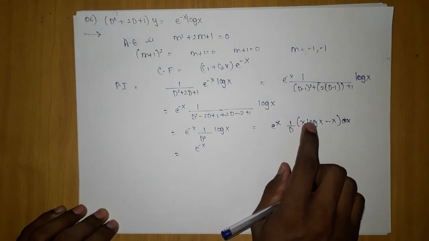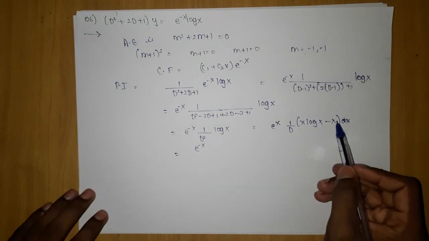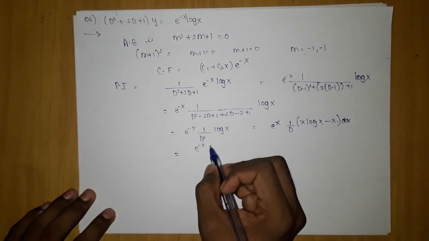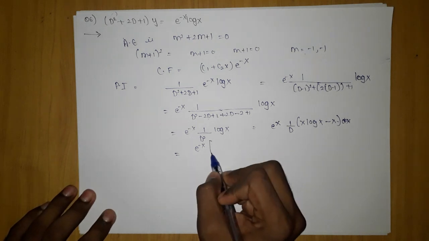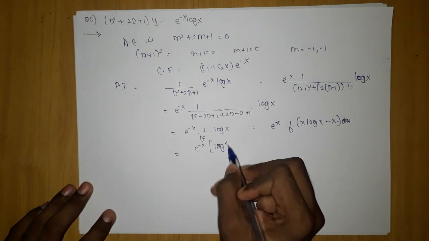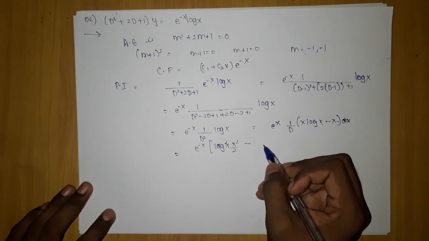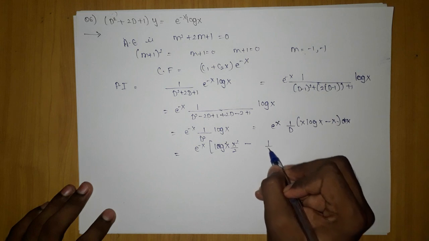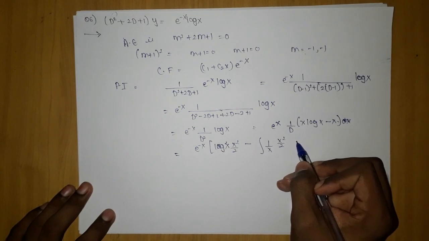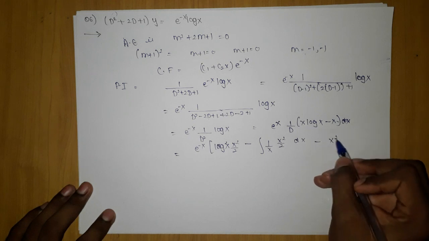In the term log x into x, the product rule will be applied, while this other term will get a separate integral, with no product rule. So if we solve this, x will be as it is and log x will be as it is. As for the uv, the integration of x is x square by 2, minus the integration of the differentiation of log x into the integration of x, that is x square by 2, into dx, minus the integration of this, which will be x square by 2.